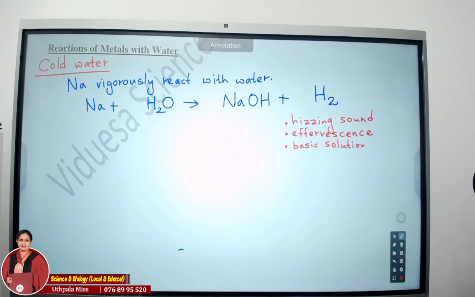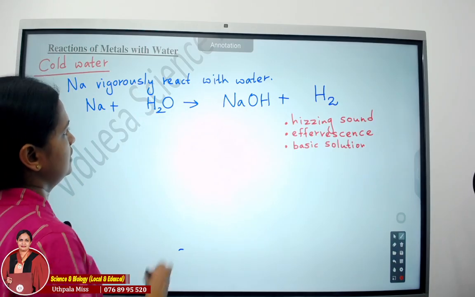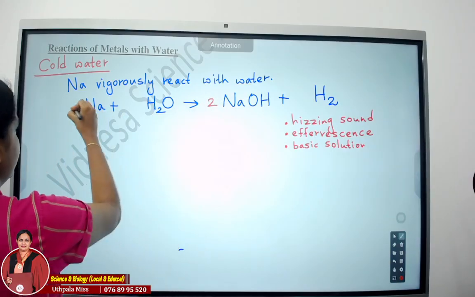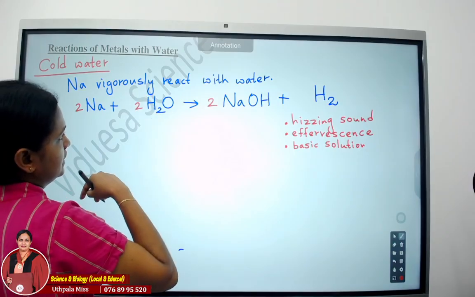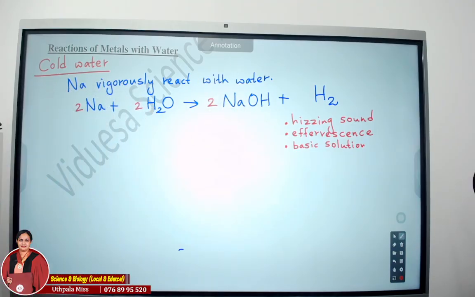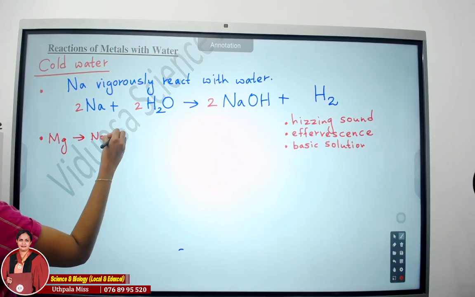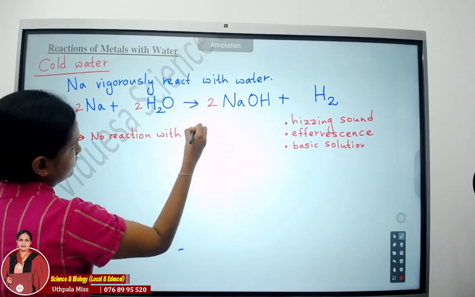Sodium plus water. How to balance the equation? Sodium, sodium, H2. If we put 2 here, 2 sodium, 2 oxygen, 4 hydrogen, hydrogen 4. Balanced, right? That is how we balance. Then magnesium: no reaction with cold water.